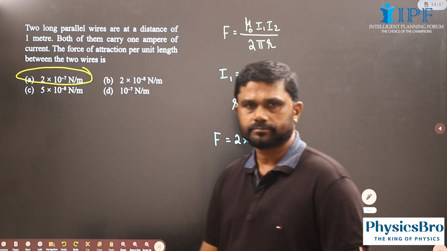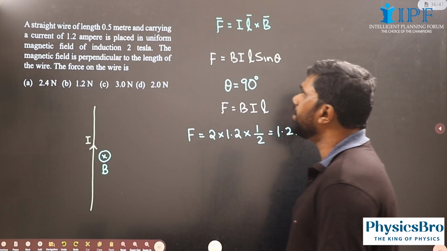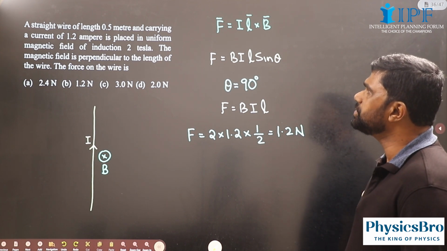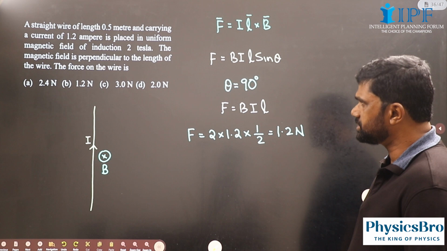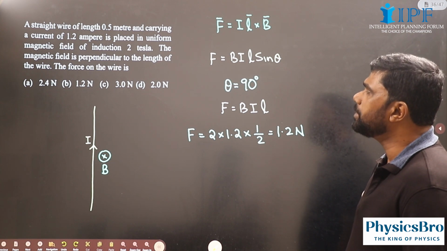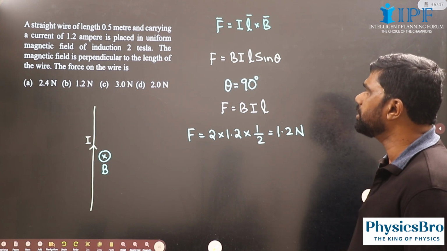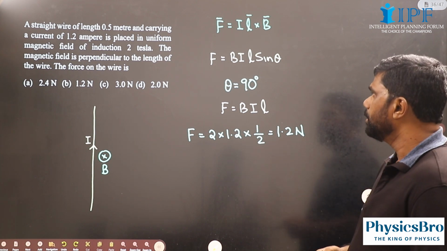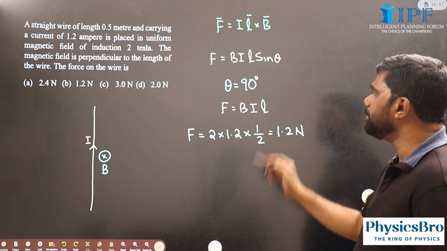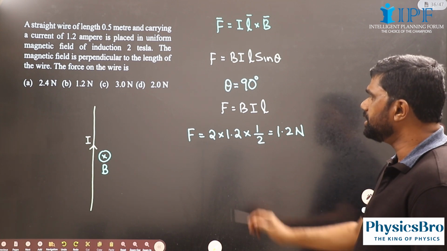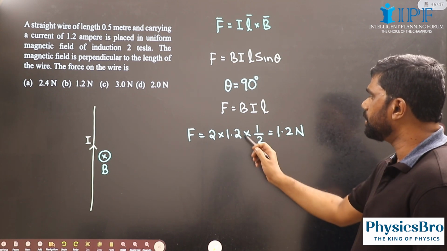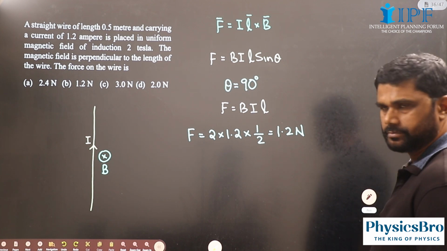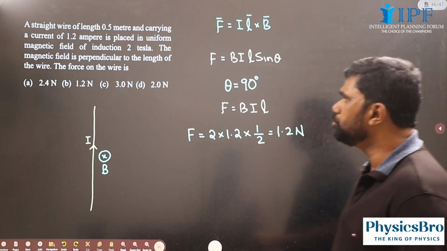This one. Okay. See, a straight wire of length 0.5 meter carrying a current of 1.2 ampere is placed in a uniform magnetic field of 2 Tesla. The magnetic field is perpendicular to the length of the wire. The force on it will be IL cross B. So ILB sin 90. Okay, theta is 90 here. So it will be BIL. Magnetic field intensity is 2 Tesla. Current is 1.2 ampere. And length is 0.5 meter or 1 by 2 meter. So this will be 1.2 Newton.